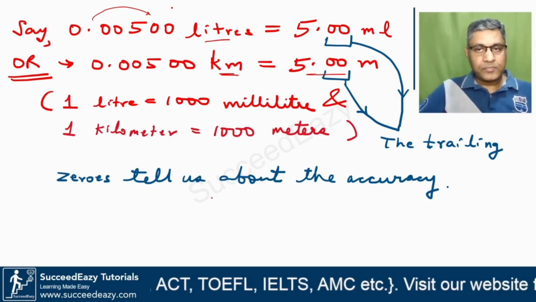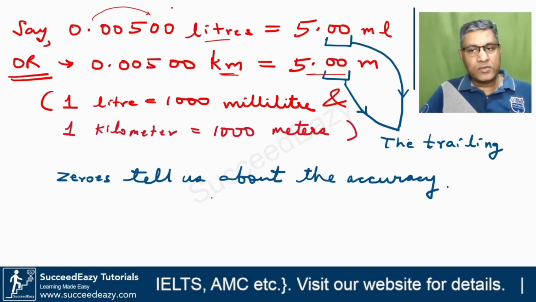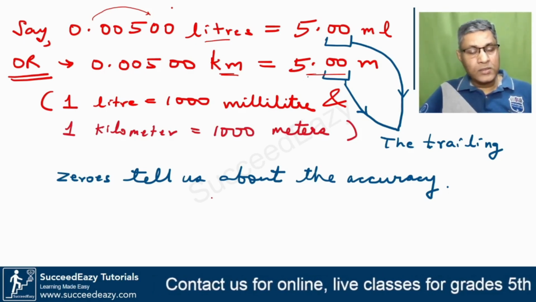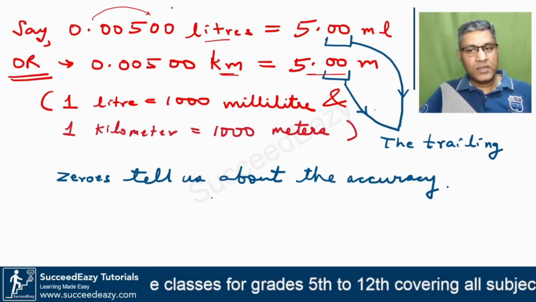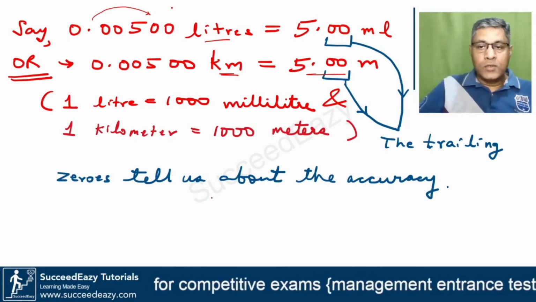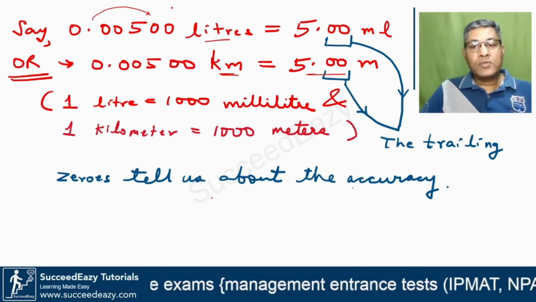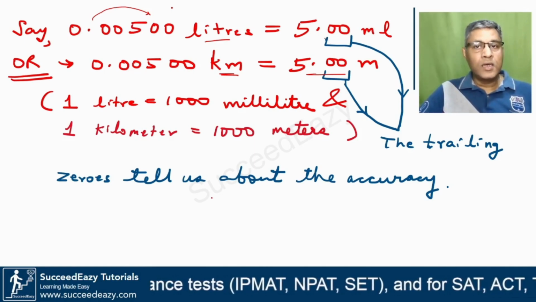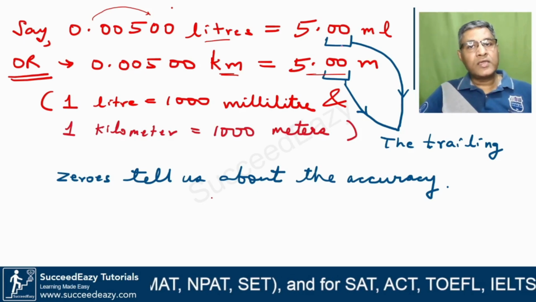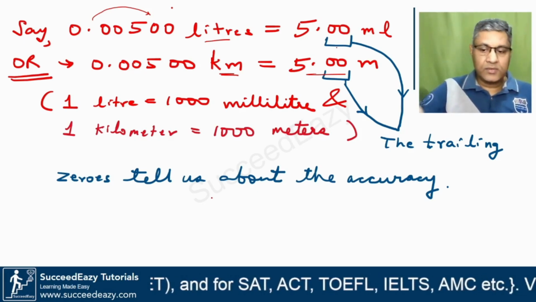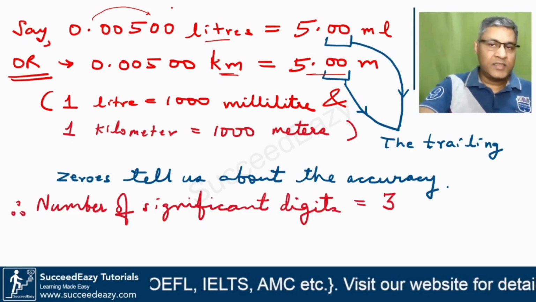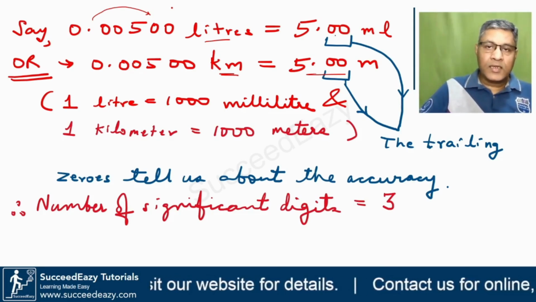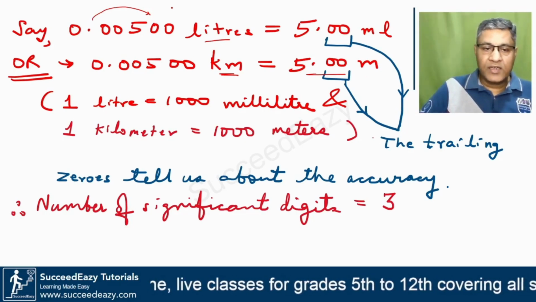So what are these? These are the trailing zeros, meaning the zeros that come after your non-zero digit. These are the zeros that trail the non-zero digit. So the trailing zeros tell us about the accuracy. Now, again, there is a rule specific to this, so please stay on to understand when we consider the trailing zeros and when we don't. Okay, so the number of significant digits here, if we consider the trailing zeros, comes to 1, 2, and 3. There are 3 significant digits.